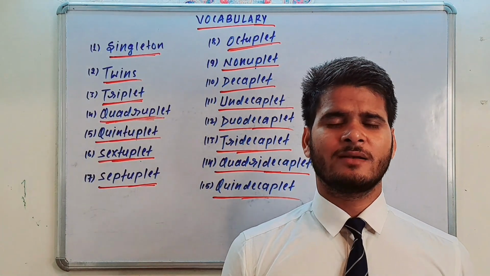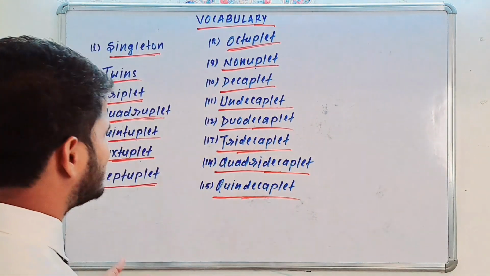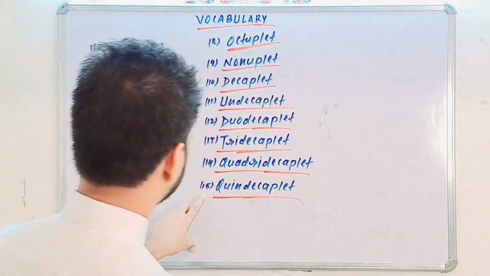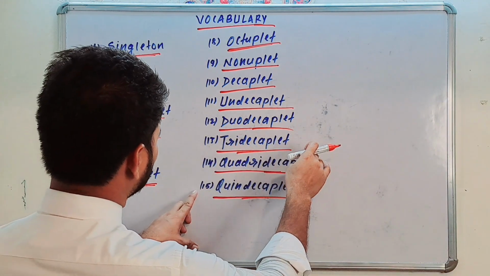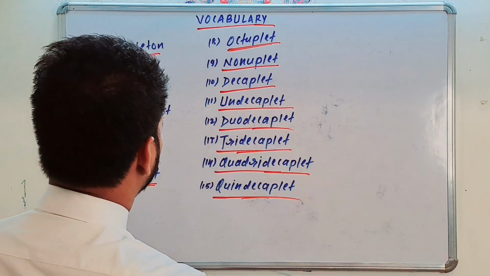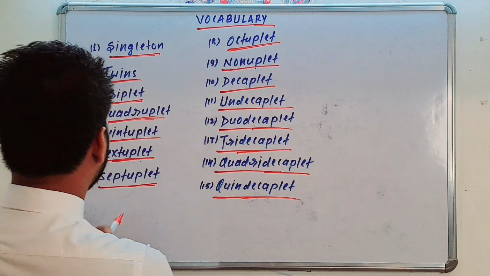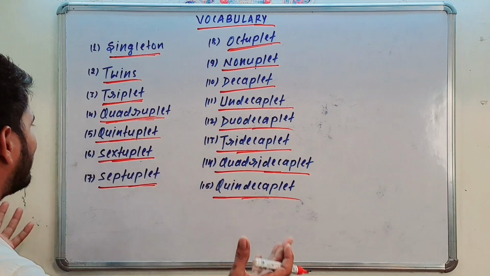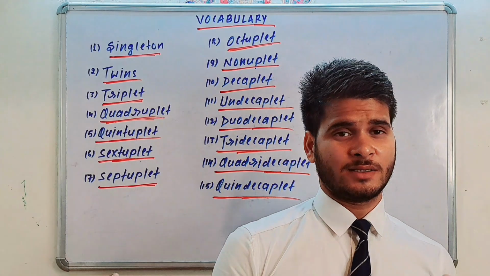So my dear students, remember all these vocabularies, and I have arranged them according to number, and you can relate them like this: the fifteenth one, fifteen babies at a time, fourteen babies at the same time, thirteen, twelve, eleven babies at the same time is known as undecaplet, ten babies, nine babies, eight babies, seven babies, six babies, five babies, four babies at a time.